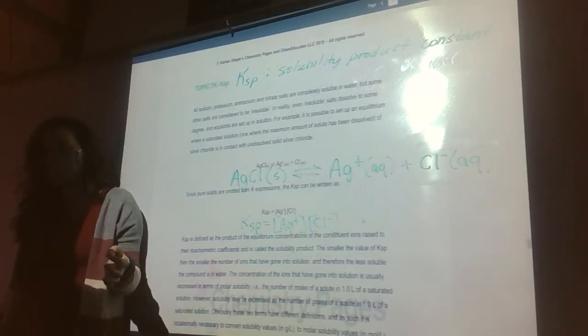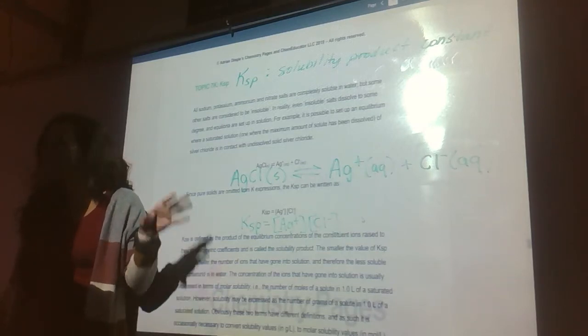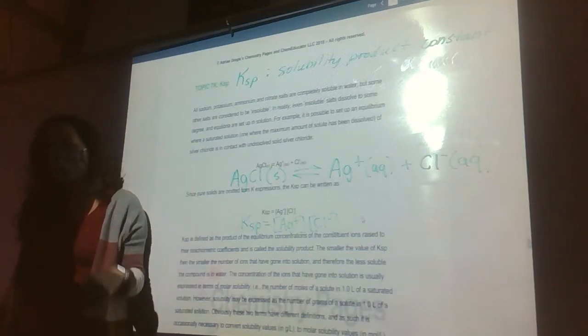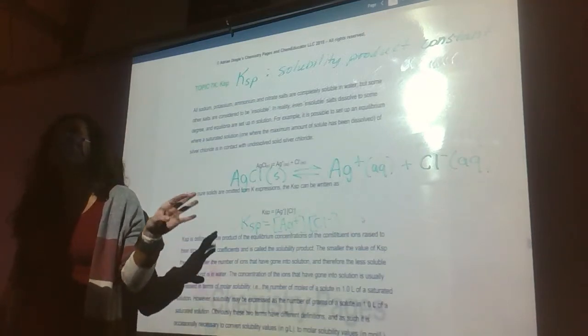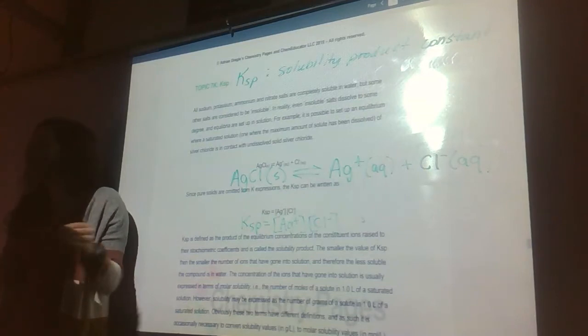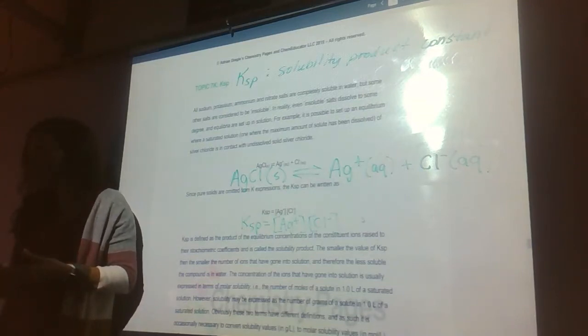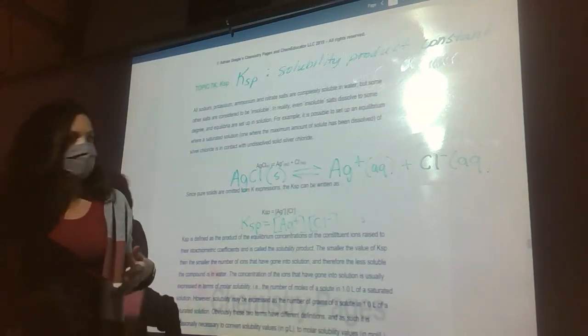in water. But Ksp values give us an idea of how much is it going to dissolve, and therefore how likely is it to precipitate if you mix it with something else. And we're going to get to examples of that later.